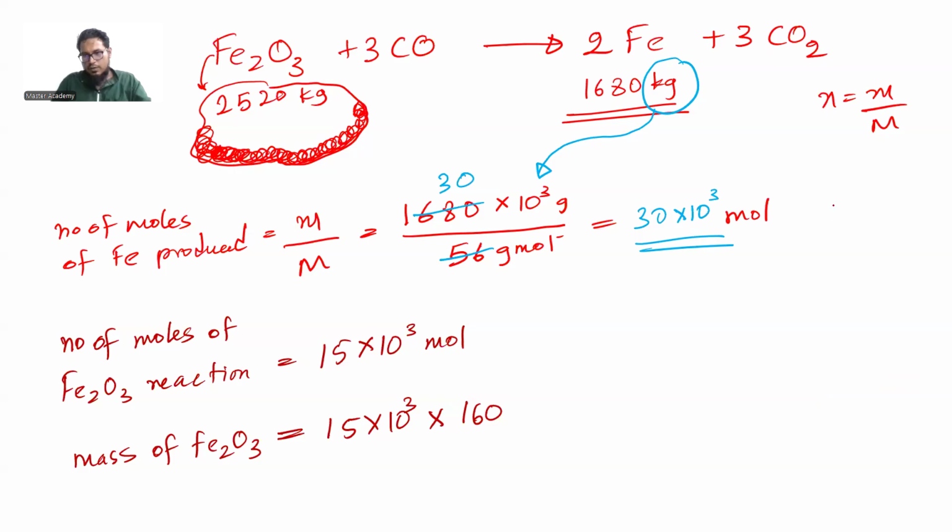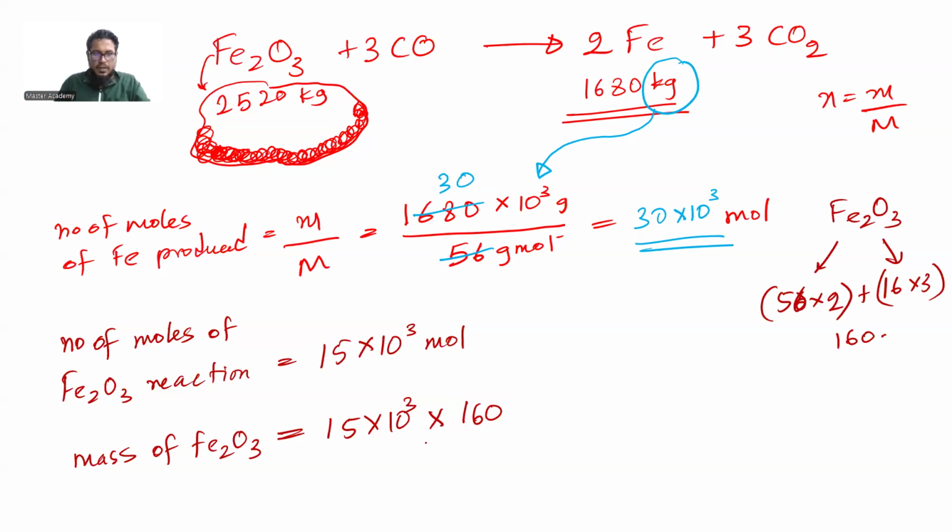For the ones who came late or are not there, I'm just telling you, Fe2O3 is 56 into 2 plus 16 into 3. You're getting 48 from one side, from the other side 112. 160 is the answer. 160 grams per mole. Now when you multiply, this is the mass of Fe2O3. So here you will have to multiply 16 into 15.